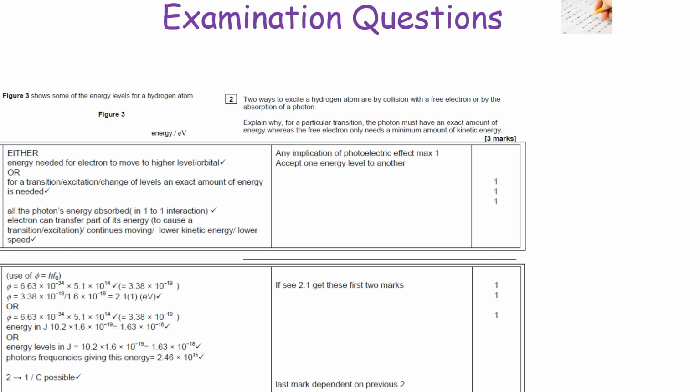You can then divide that by 1.6 times 10 to the minus 19 to get your answer in eV, and you see that it's 2.1 eV. You then look to the energy level differences in the atom, and you'll notice that C has a greater energy level difference than 2.1 eV, indicating that the photon produced in the transition of C from 2 to 1 will cause emission in the photoelectric effect.